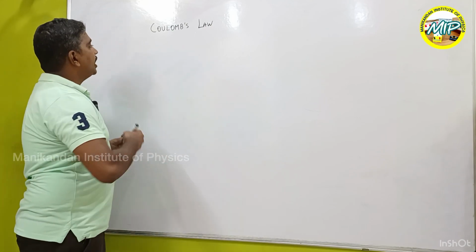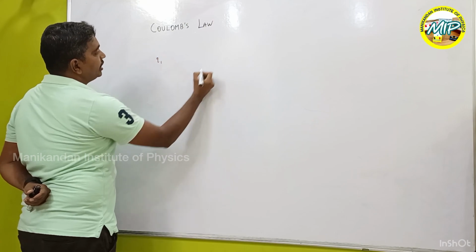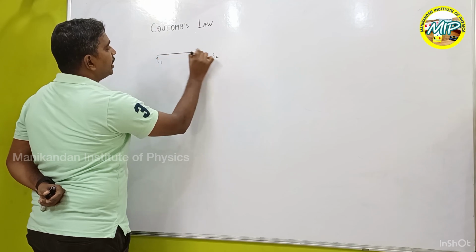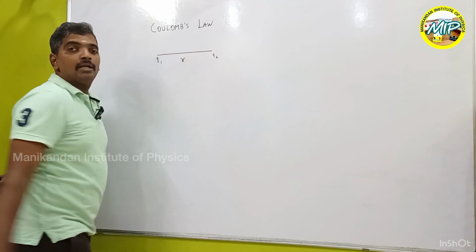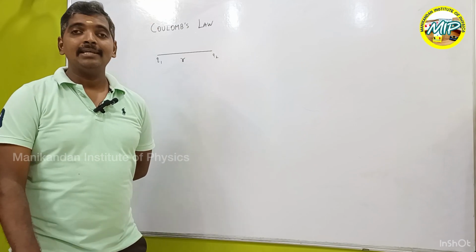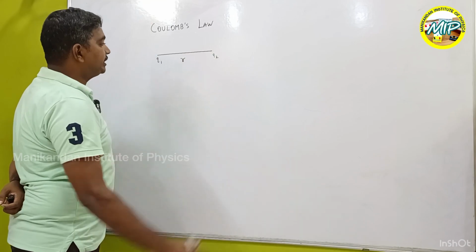Initially I have two charges. We have a charge q1 here, and a charge q2 here, separated by a distance r. Here r is nothing but xi plus yj plus zk. It's the distance between the two charges.